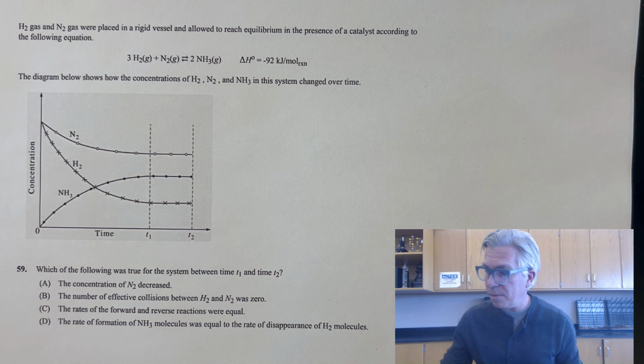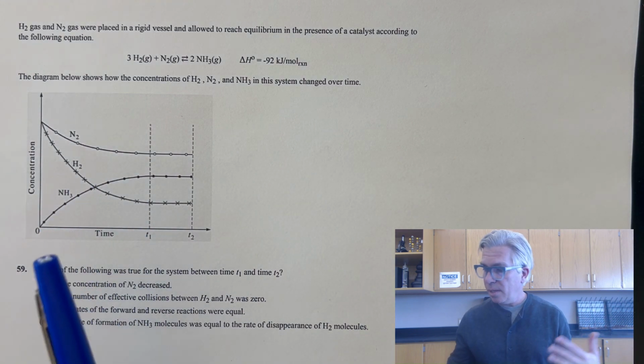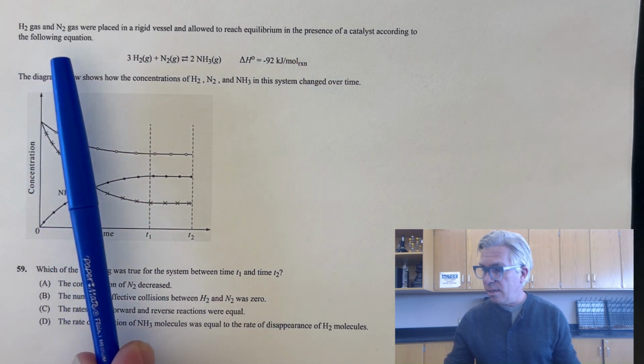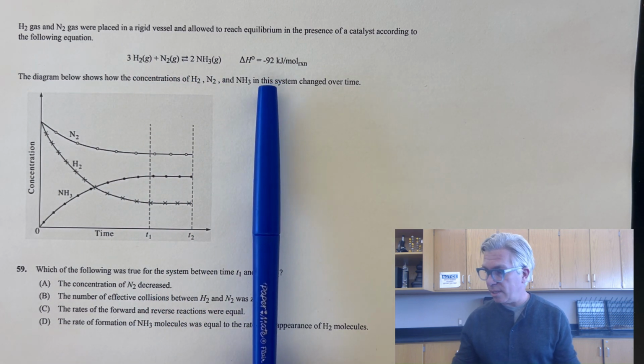We're going to start with this one, which has a graph showing things getting to equilibrium. We have hydrogen and nitrogen gas making ammonia gas. The delta H was negative 92 kilojoules per mole. I don't think that matters here.